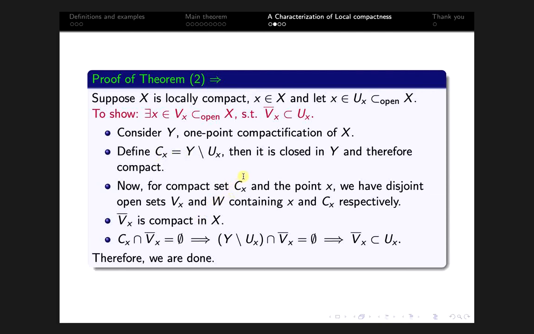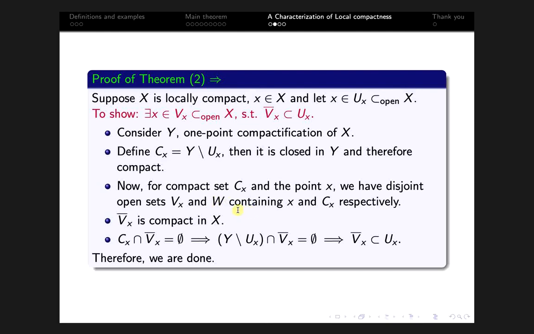Thus we have compact set Cx and a point x outside the compact set Cx. Therefore we have disjoint open subsets of Y. These are Vx and W, such that x belongs to Vx and Cx is contained in W, and they are disjoint: Vx intersection with W equals the empty set.